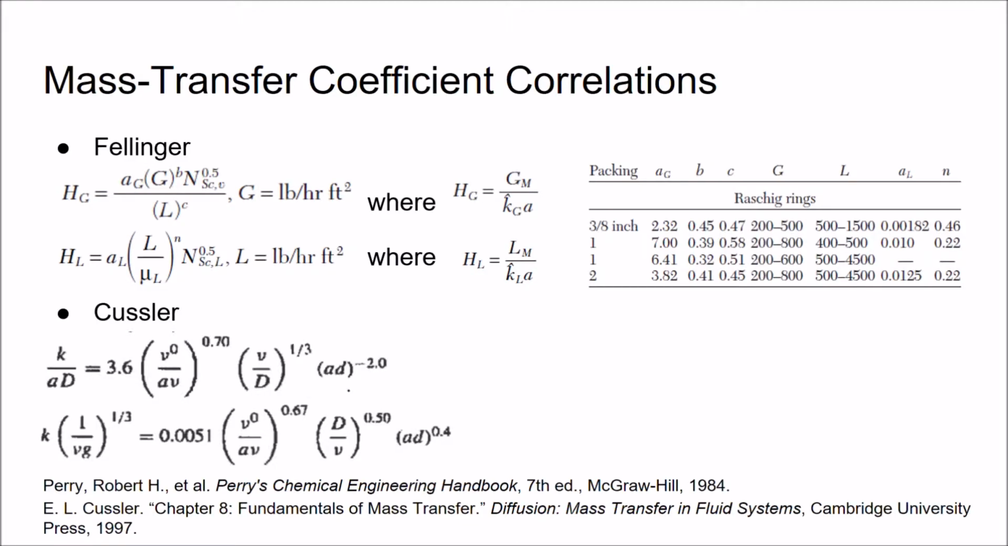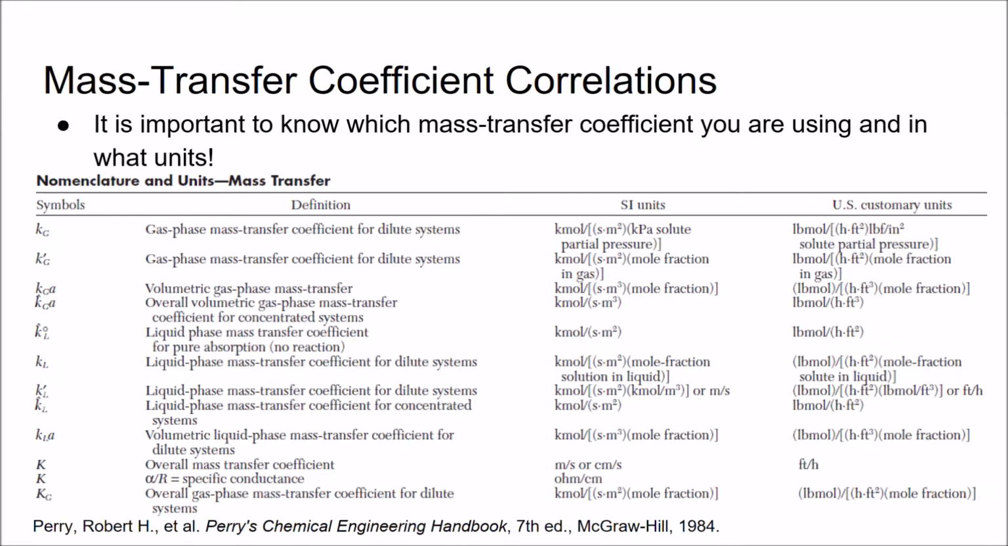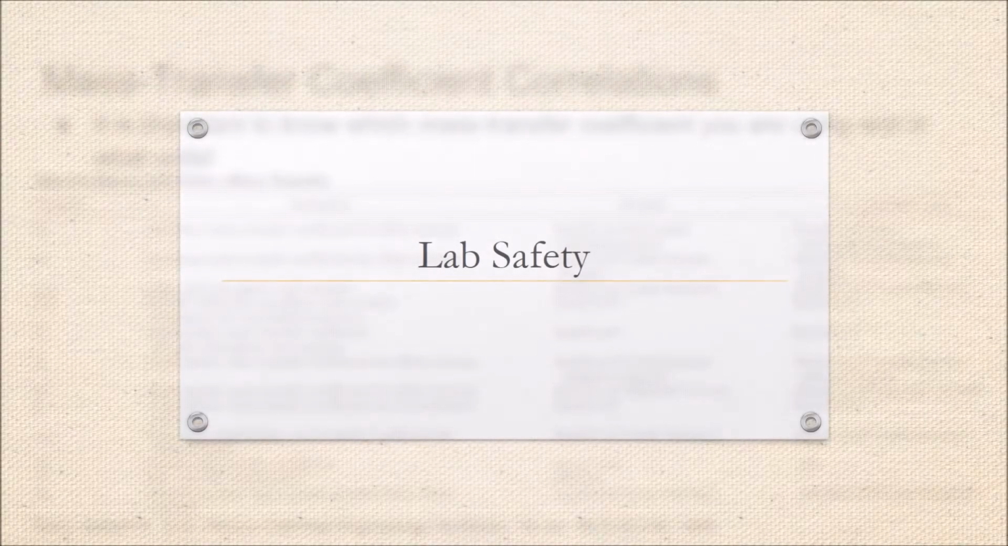The experimental mass transfer coefficients were compared to two correlated values. These two correlations are the ones that we chose to use. It is important to note that these two correlations give the local vapor and liquid phase mass transfer coefficients and therefore must be converted to overall mass transfer coefficient values. It is important to know which mass transfer coefficient you are using and in what units. Use this table as a guide to help determine what units each of the variables is in.